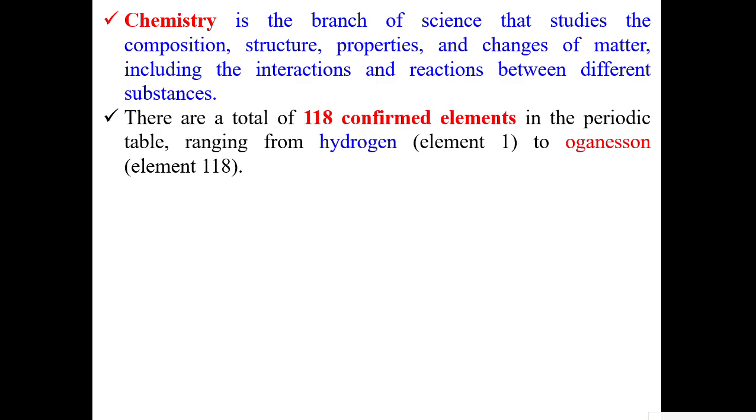So chemistry is the branch of science that studies composition, structure, properties, and changes from one form to another, including the interactions between different substances. As of now, 118 confirmed elements are there in the periodic table, ranging from hydrogen to element 118.